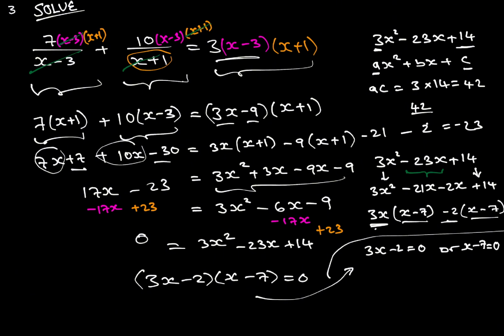Okay, so if we take the first one, that means 3x is equal to 2, x must be equal to 2 over 3, or 2/3.